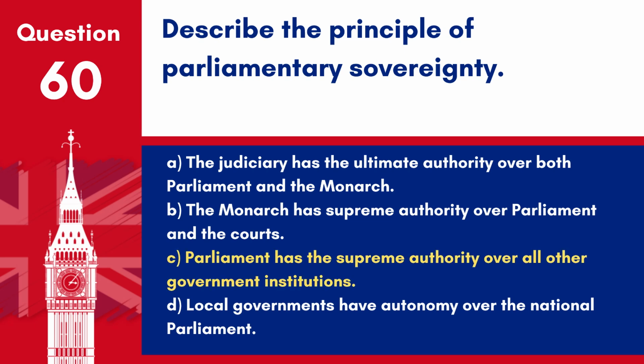Answer. C. Parliament has the supreme authority over all other government institutions. Parliamentary sovereignty means that Parliament is the supreme legal authority, which can create or end any law. Generally, the courts cannot overrule its legislation, and no Parliament can pass laws that future Parliaments cannot change.